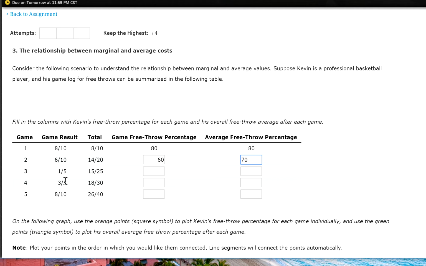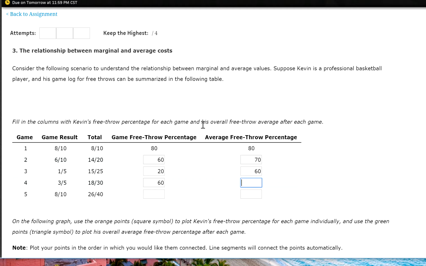And then on the third game, he did 1 out of 5. Whoa, that's horrible. That's like a Shaquille O'Neal performance. So 1 out of 5, that's 20%. And then the total is 15 out of 25. So that will be, what, 60%? And then the fourth game is 3 out of 5. That's another 60%. So 3 out of 5 is 0.6. And then 18 out of 30.